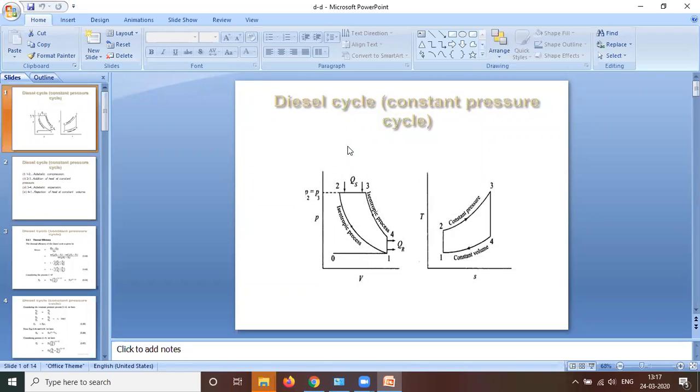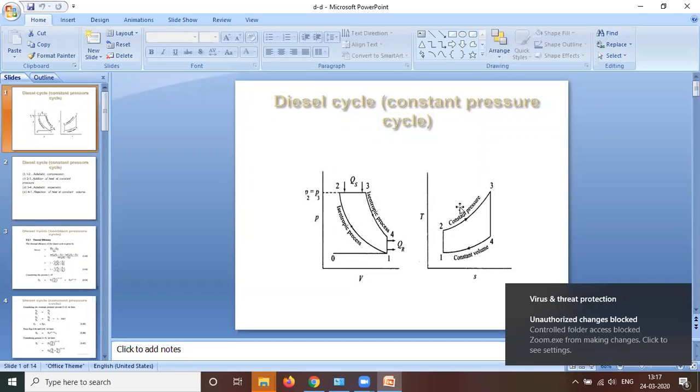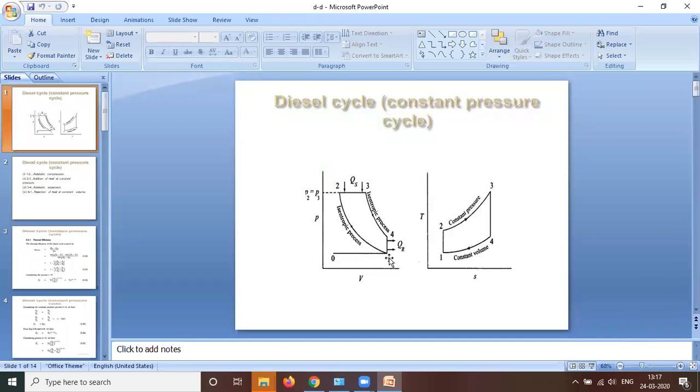Today's topic is the diesel cycle engine. It is also known as the constant pressure cycle. There are four processes. One and two are the isentropic process. Two and three are the constant volume process. Three and four are the isentropic process. Four and one are the constant volume process.